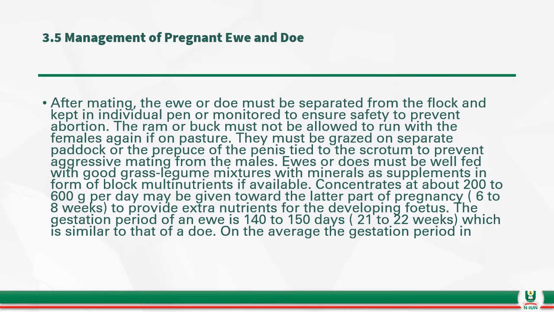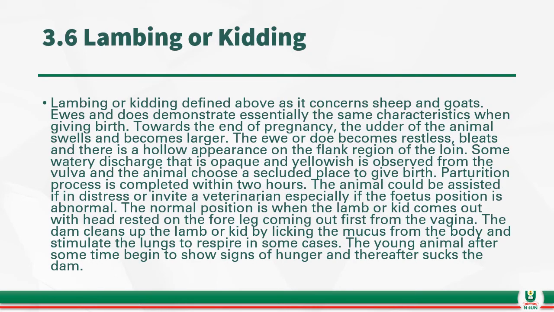The gestation period for an ewe is 140 to 150 days. That's 21 to 22 weeks, which is similar to that of a doe. On the average, the gestation period, in lambing or kidding, as it concerns sheep and goats, varies. Ewes and does demonstrate essentially the same characteristics when giving birth.